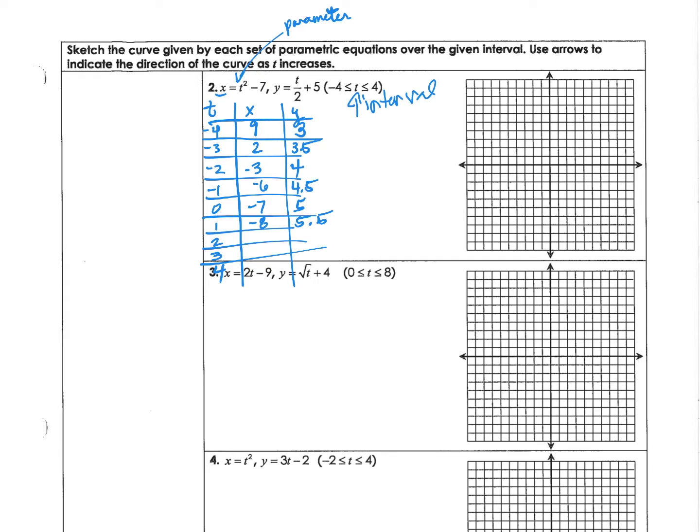And now look what happens. It swapped again, didn't it? Hold on. What just happened here? Was I not paying attention? -4, 9, 3, 2, 3.5, -3, 4, -6, 4.5, -7, 5, -6, 5.5, -3, 6. Oops, that's where I went wrong.